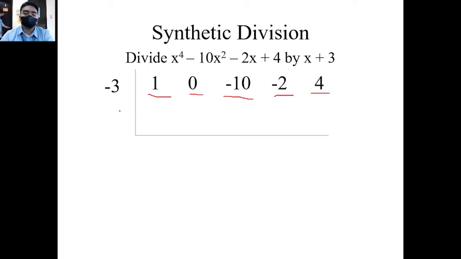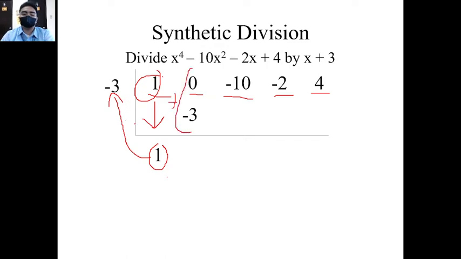What are you going to do in the first place is to bring down your first term. What's your first term? It's 1. So you're going to bring down 1. So the answer is 1. Then what we are going to do next is to multiply this 1 by your divisor. If you multiply 1 by your negative 3, the answer will be negative 3, of course. And with that, you're going to add, just like what we did in our long division.